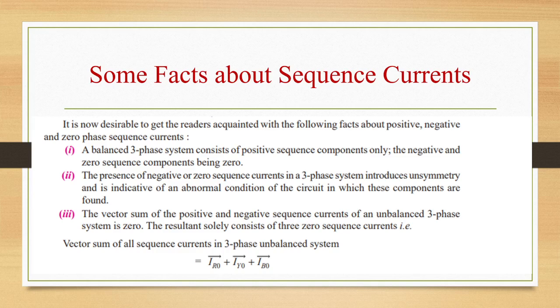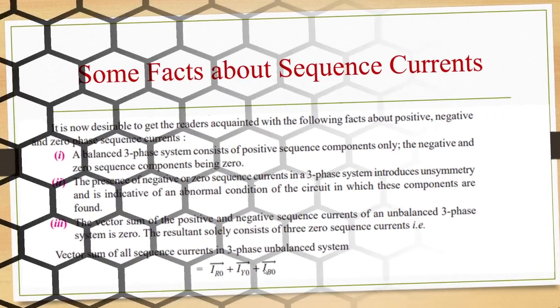Presence of negative or zero sequence currents in a three-phase system introduces unsymmetry and is indicative of an abnormal condition of the circuit in which these components are found. Third one: the vector sum of the positive and negative sequence currents of an unbalanced three-phase system is zero, and the resultant solely consists of three zero sequence currents. That is, the vector sum of all sequence currents in a three-phase balanced system is equal to IR0 plus IY0 plus IB0.